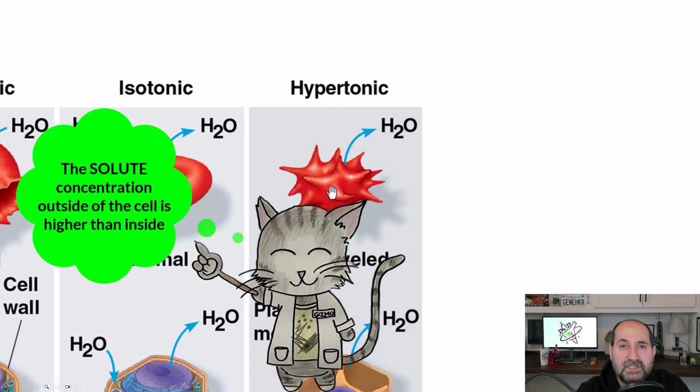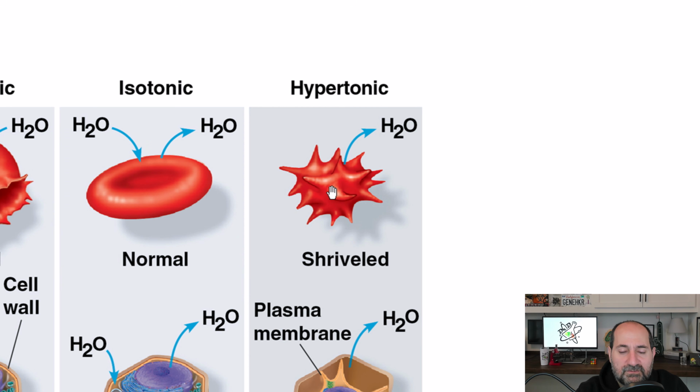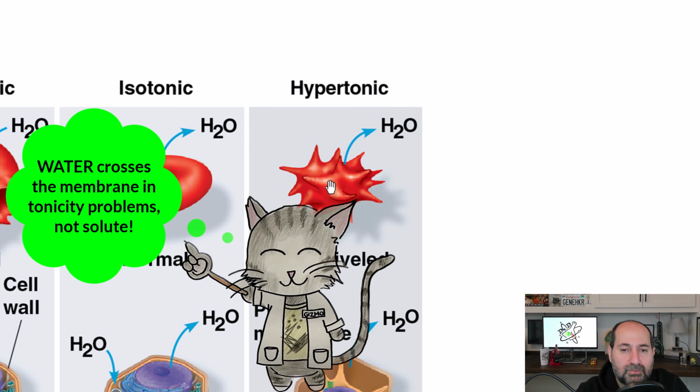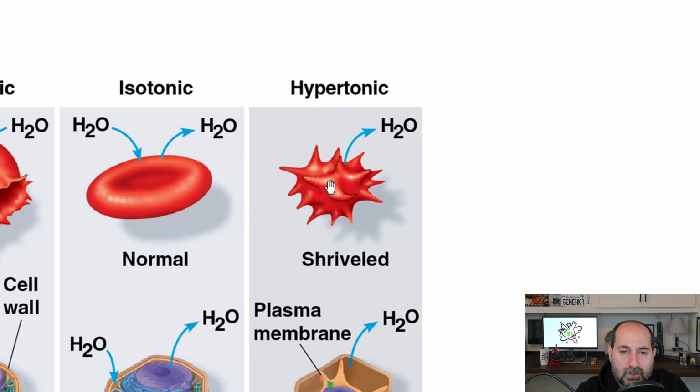And one more thing to remember is a Gizmo's tip for you, and that is that the solute is not what's crossing the membrane in these tonicity problems. Why? Because tonicity problems are osmosis problems. The water is what's flowing in these tonicity problems, not the salt, not the sugar, not the solute. The solute is not what's moving. The water is what's moving. And remember, water will move from where water is more concentrated to where water is less concentrated.